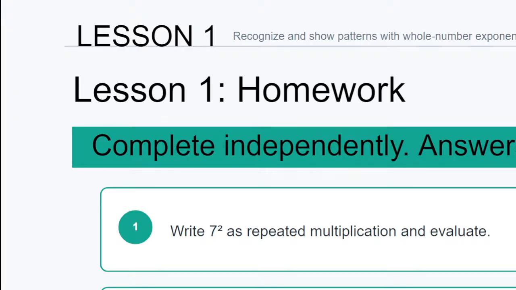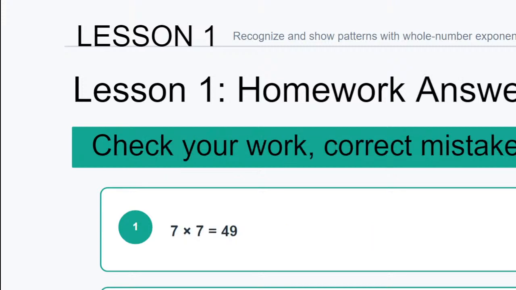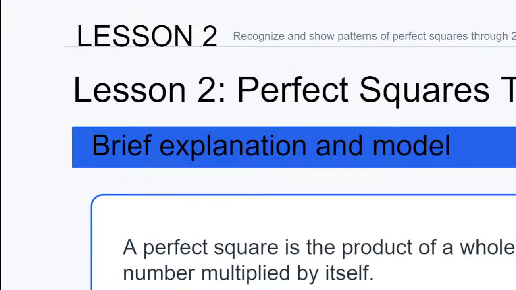Number 3, evaluate 2 to the 7th power. Number 4, complete the pattern. 5 to the first equals 5, 5 to the second equals 25, 5 to the third equals... These are the answers. Number 1 is 49, 2 is 6 cubed. Number 3 is 128. Number 4 is 125.